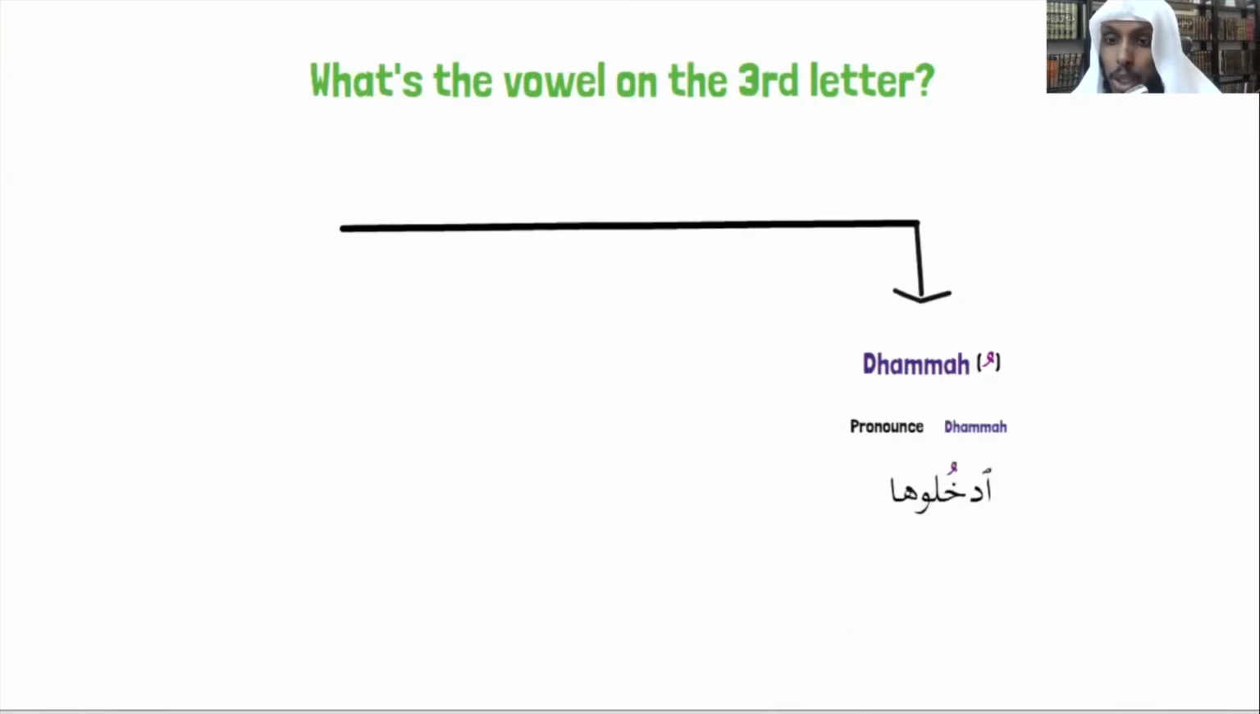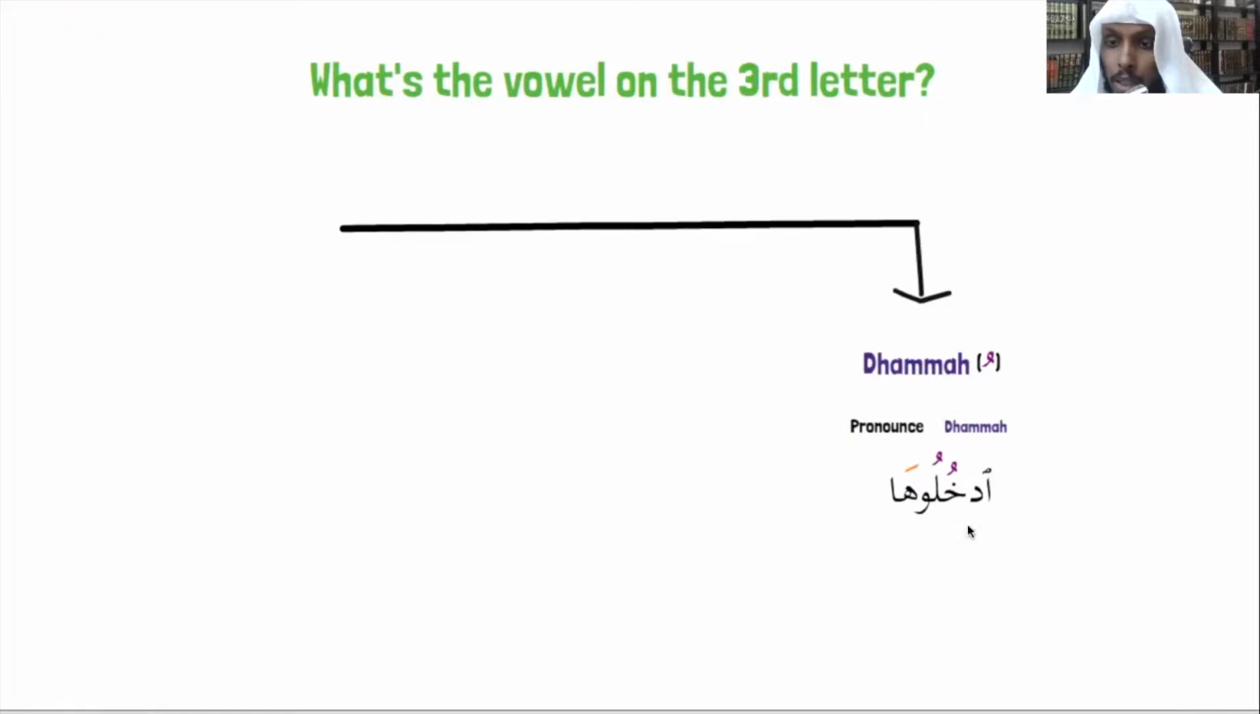For example, this word, udkhuluha. Why did I say udkhuluha? Why did I not say adkhuluha or idkhuluha? In other words, this Hamzatul Wasl over here doesn't have a vowel, it doesn't have fatha, kasra, dhamma. Why did I give it a dhamma? Because the third letter has a dhamma. The third letter, this one.